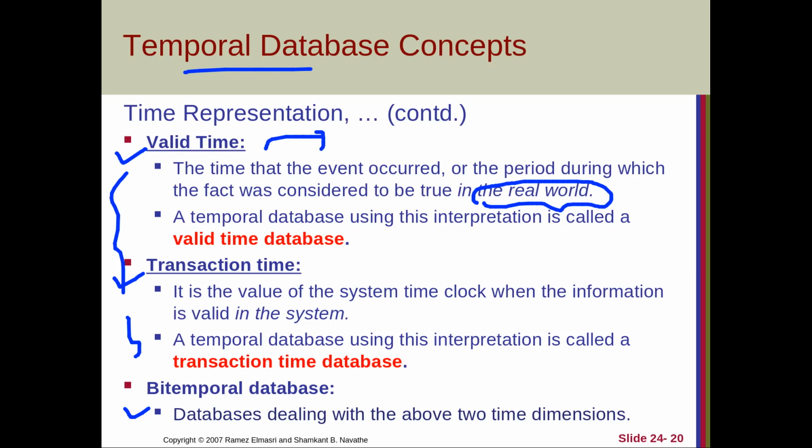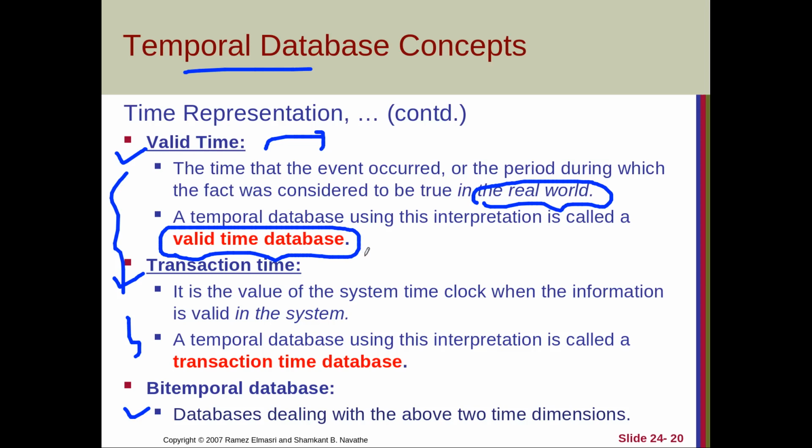Similarly for a point event also: whether it is a point event or a duration event, if we are representing the time of the exact occurrence of that event in the real world, that time can be called valid time. And a temporal database using this interpretation, the valid time interpretation, is called a valid time database. The database that follows the exact time of the occurrence of the event in the real world is called a valid time database.